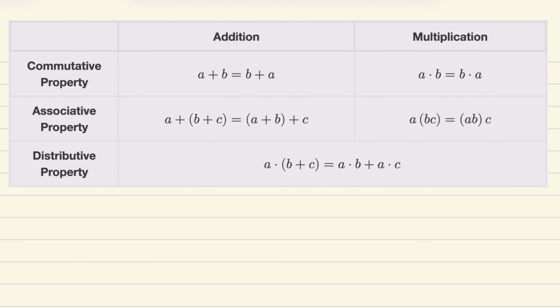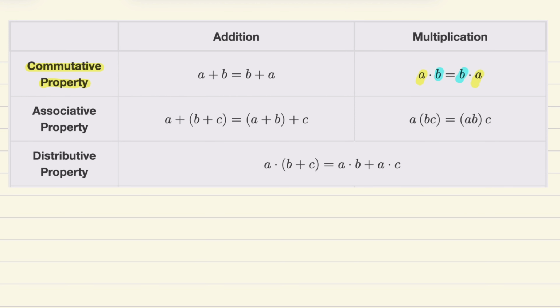We'll start with a quick review of the properties of real numbers, starting with the commutative property. For addition, we know that A plus B is the same as B plus A. Thinking of numbers here, 3 plus 4 is the same as 4 plus 3. The same is true for multiplication. Two numbers being multiplied, A and B, we can change that order to be B times A and still have the same thing.